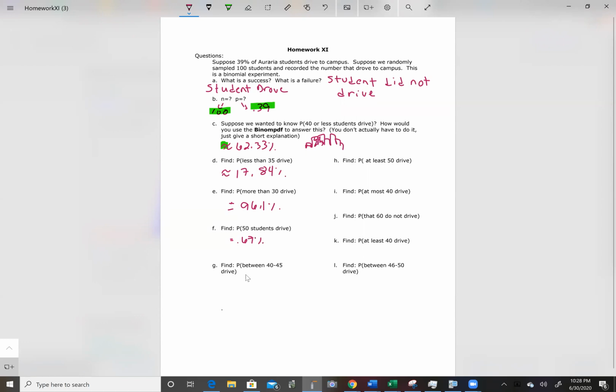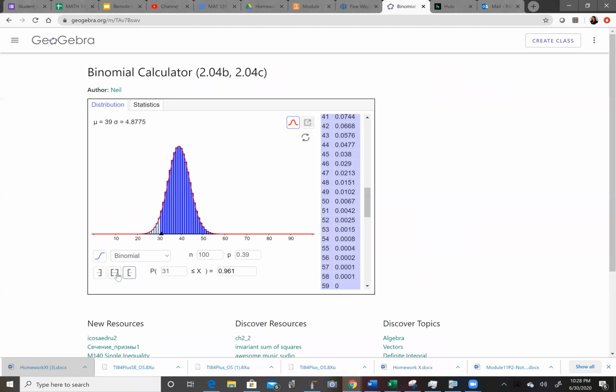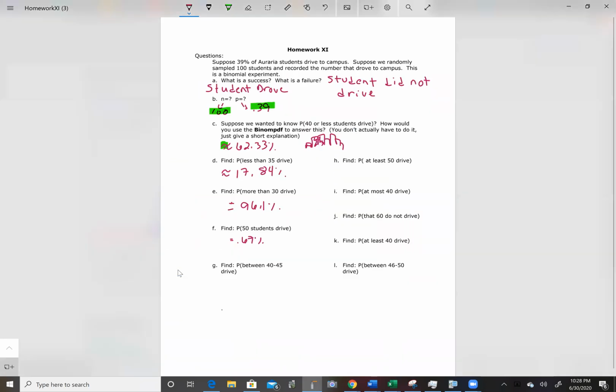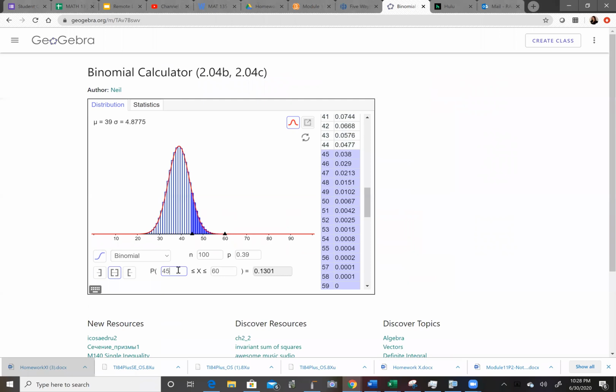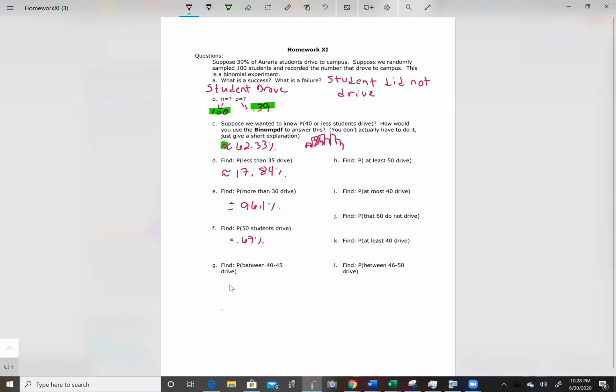G is between 40 and 45 students drove. So between 40 and 45 students. So here we're going to click in the middle, and we're going to put 45. Oh, darn it, I forgot the numbers. 40 and 45. So we're actually going to do 40, and then on this side, 45. Okay. And that is exactly 36.41%.